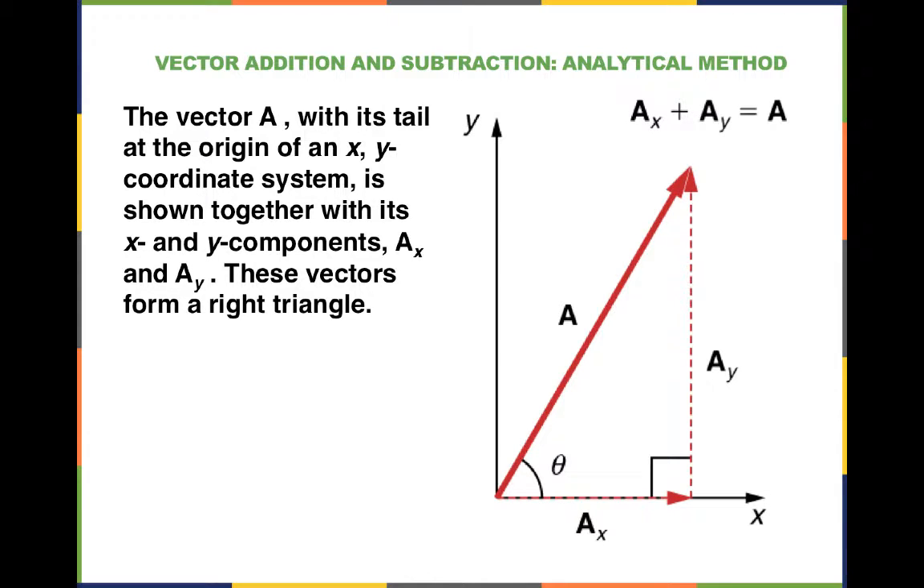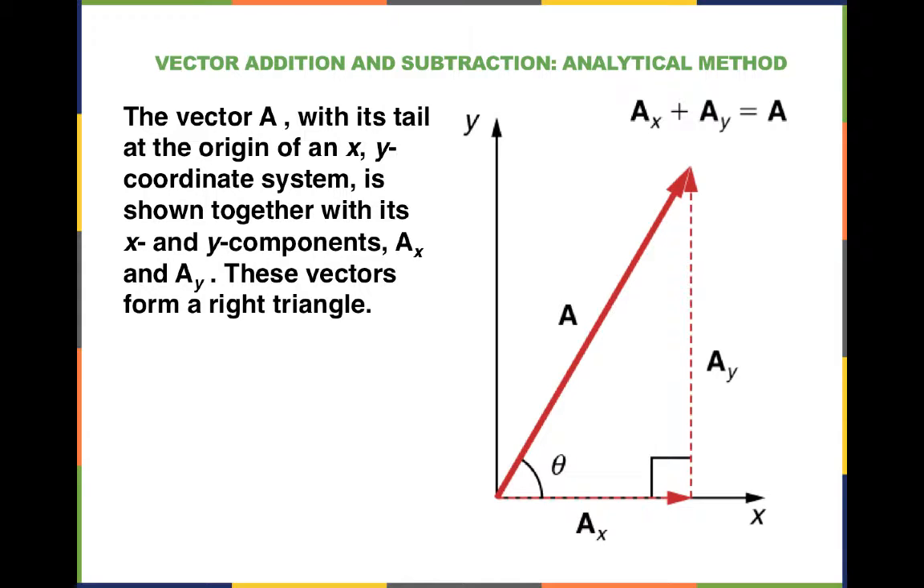This is part 2 of week 3's lecture, and we're now going to move from the graphical method of adding and subtracting vectors to the analytical method. Many students find the analytical method more challenging initially because of the mathematics involved, but eventually they end up doing mostly analytical calculations. This is because the precision required to do the graphical method is more difficult.